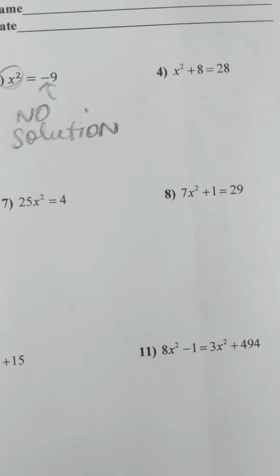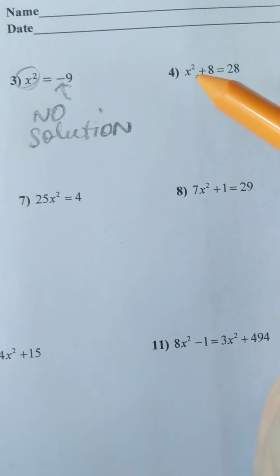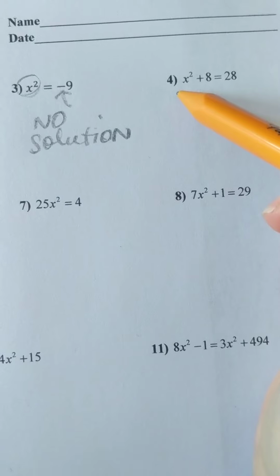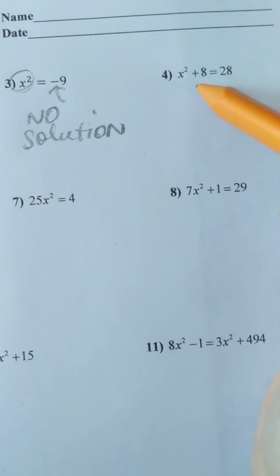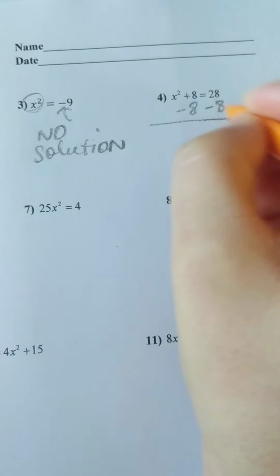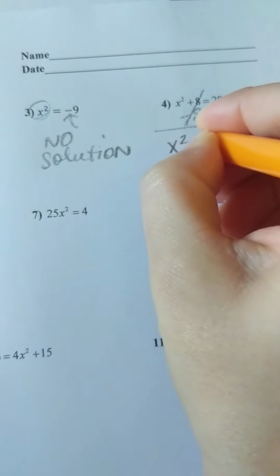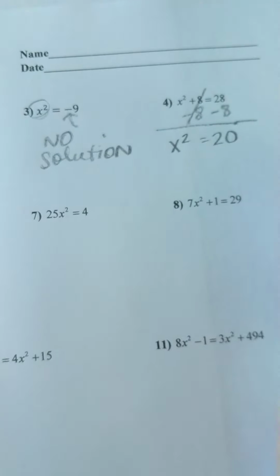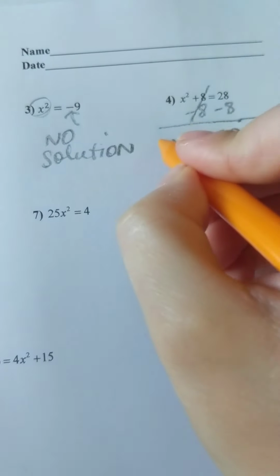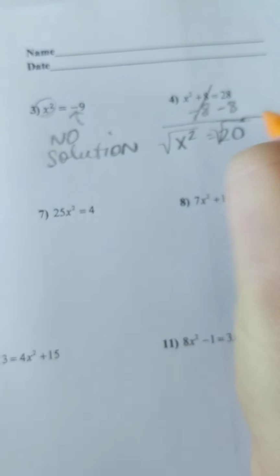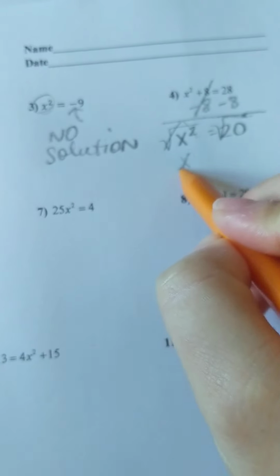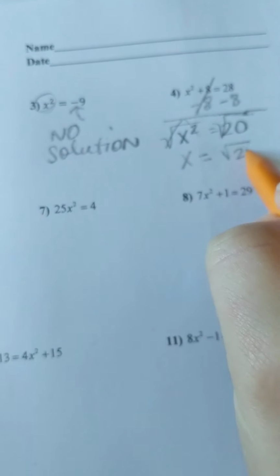For number 4, let's look at number 4. X squared is not by itself at this point, so you know how to get x squared by itself. Ask yourself what things are bothering that x squared. Well, that plus 8 is, so I'm going to minus 8 from both sides to get rid of it, leaving x squared equals 20 minus 8 is 20. Now x squared is by itself, so you can take the square root of both sides. Square root, square root. And same thing here, the square root of x squared, that cancels, leaves me with just an x equals the square root of 20.